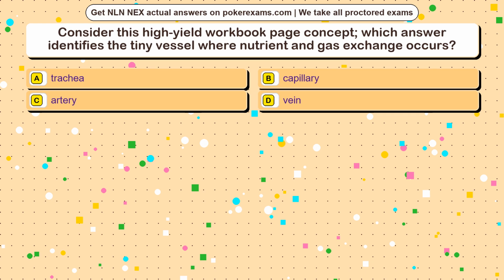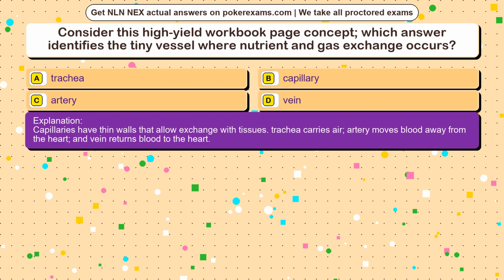The correct answer is option. Capillaries have thin walls that allow exchange with tissues. Trachea carries air, artery moves blood away from the heart, and vein returns blood to the heart.